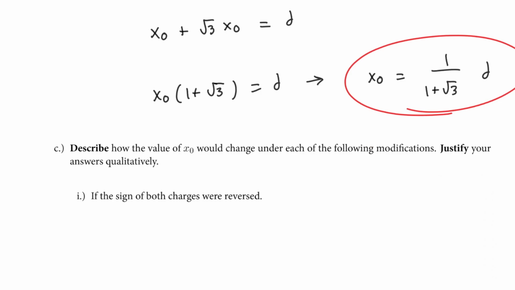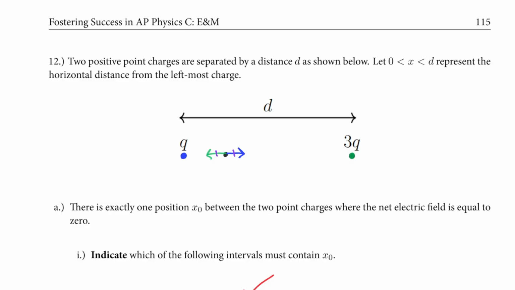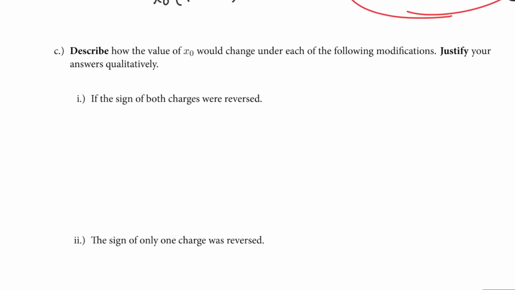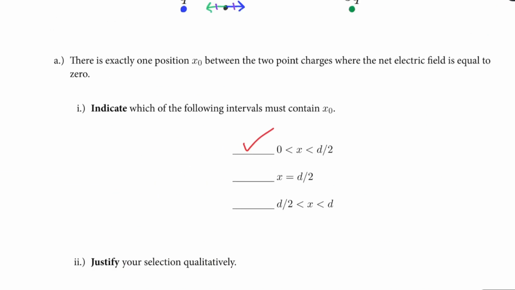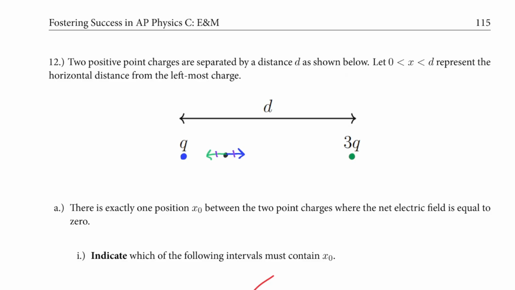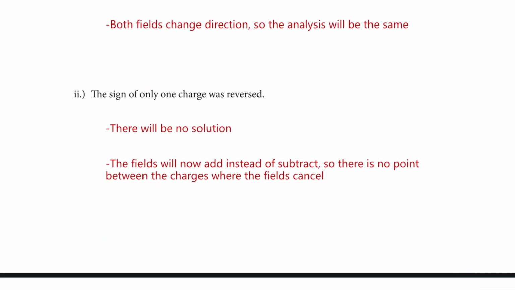Describe how x0 will change under each of the modifications. So suppose we change both signs of the charges. Well, if we change the sign of both charges, all that's going to do is change the direction of the green and blue arrows. So those will both flip, so nothing changes. But if you change one sign only, that would only flip one arrow around, so you'd get arrows that would add instead of subtract. So you actually wouldn't get a solution. So a key aspect of this problem working is the charges being of the same sign.